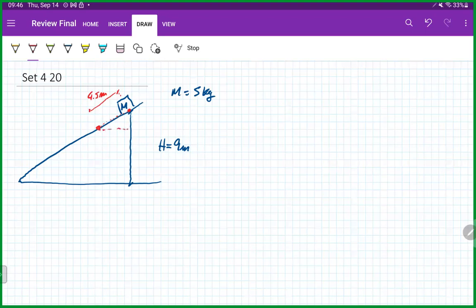And if you do that, then of course you can calculate this, let's call it small h, which will be calculated from the angle, right? Because we know that this is 25 degrees, right? So small h would be 4.5 meters sine of 25. So that's 1.9.